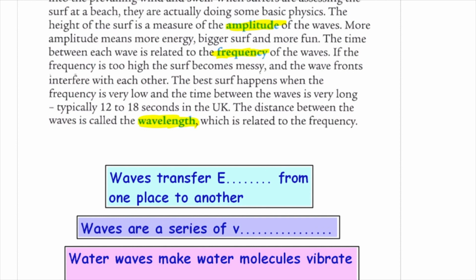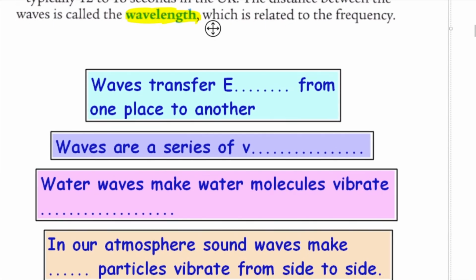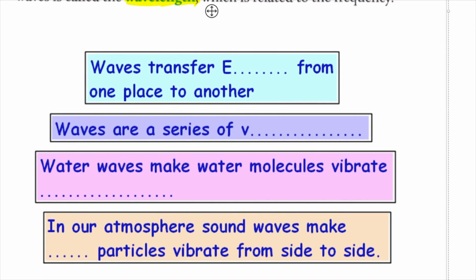But before we do more on that, let's just summarize what we learned so far. Waves transfer something from one place to another. I did use this word a few moments ago, and the word's energy. And that's important to remember. Waves transfer energy from one place to another. When you were looking at the screen, it was going from left to right. That was a transfer of energy. Waves are a series of vibrations or oscillations. I mean, they go back and forth.